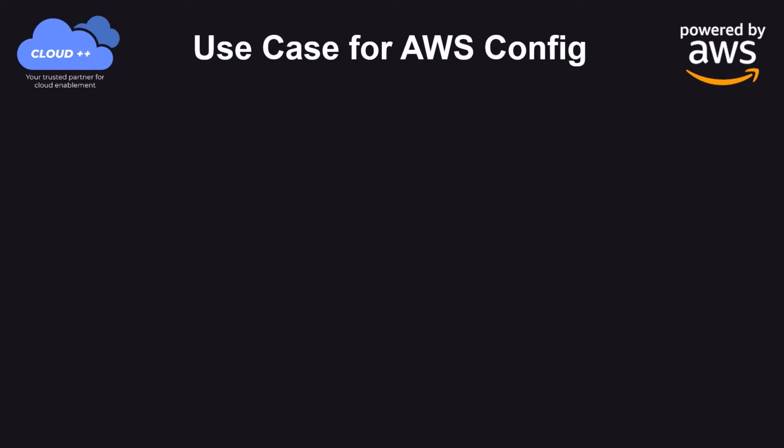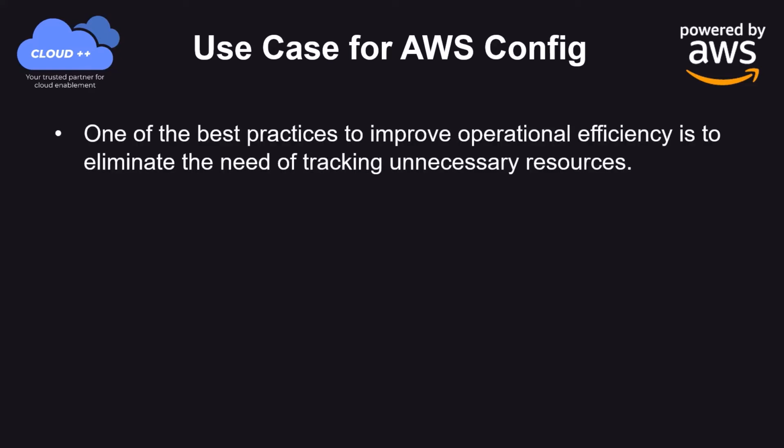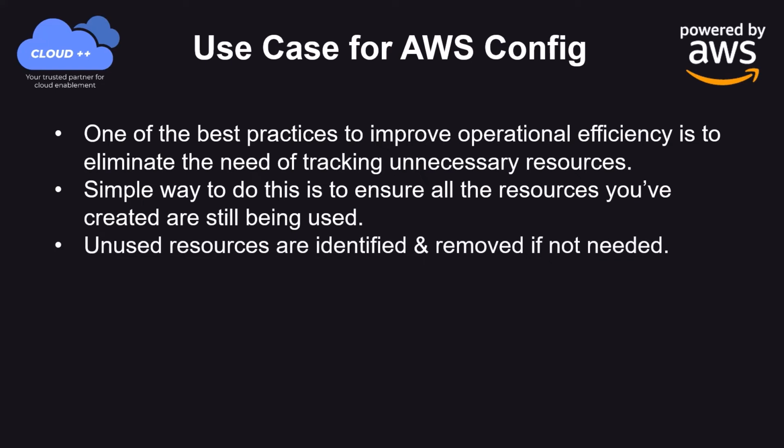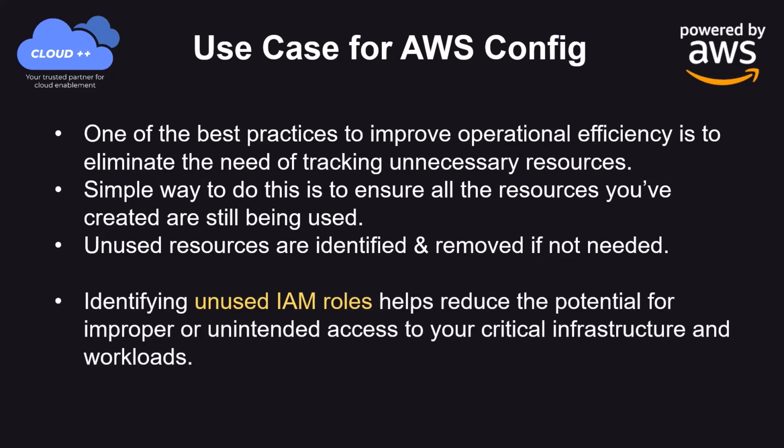Use case for AWS Config. One of the best practices to improve operational efficiency is to eliminate the need of tracking unnecessary resources. A simple way to do this is to ensure all the resources you've created are still being used. Unused resources are identified and removed if not needed. Let's take IAM roles as an example. Identifying unused IAM roles helps reduce the potential for improper or unintended access to your critical infrastructure and workloads. This also improves security.